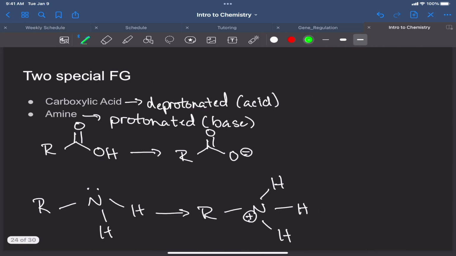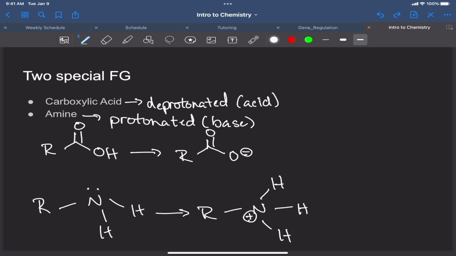Okay, really quickly, I need to go over two special functional groups. Carboxylic acids, this guy here, can be deprotonated, meaning they can lose their hydrogen. Acids are hydrogen donors in water. Bases are hydrogen acceptors. So carboxylic acids can actually lose their hydrogen, becoming this guy. Amines are bases. They can become protonated, meaning they can take a hydrogen, resulting in this guy.